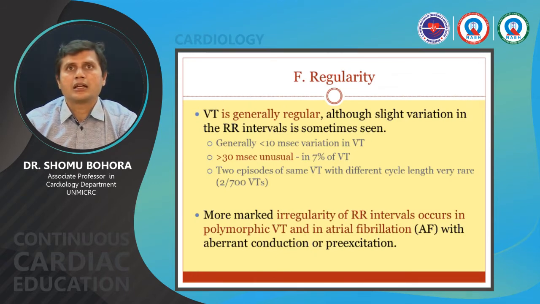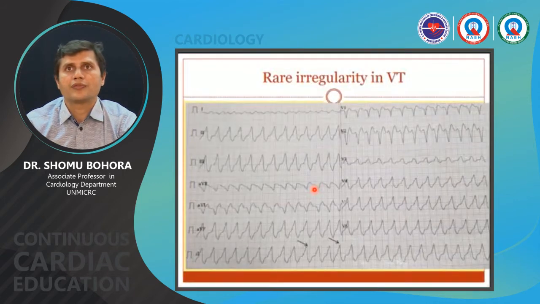A regular tachycardia, generally ventricular monomorphic tachycardia is regular. Slight variation may be seen, generally less than 10 milliseconds. A variation of more than one small square, that is more than 30 milliseconds, is very unusual, and 2 episodes of the same VT with different cycle lengths are very rare. More marked irregularity in RR intervals occurs with polymorphic VT and atrial fibrillation. So if you have a very irregular tachycardia which is towards monomorphic, think of atrial fibrillation.